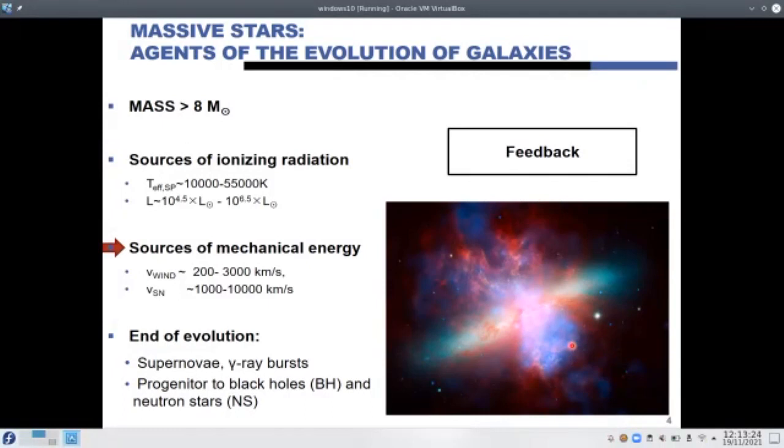And finally, massive stars end their evolution in very highly energetic and very disruptive events, supernova explosions and gamma ray bursts. And afterwards, there may remain a stellar corpse, and that's going to be a neutron star or a black hole.